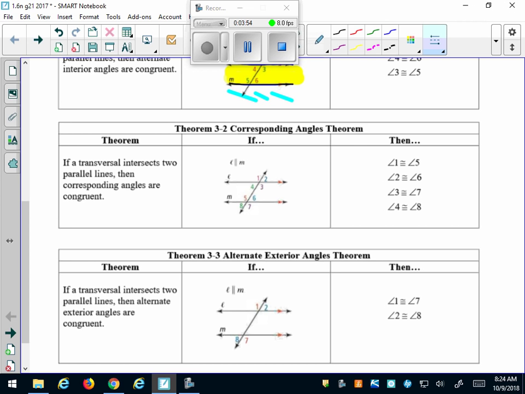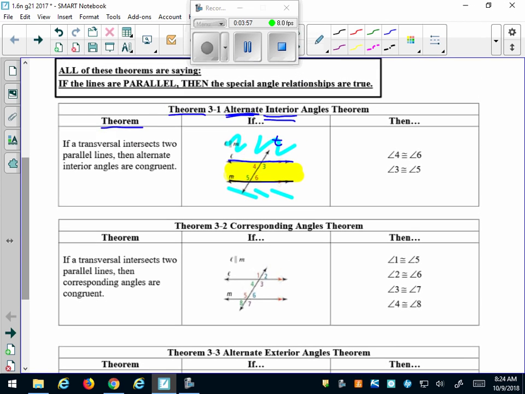Okay, so with this one, we've got alternate interior angles, alternating sides of the transversal. This time we want one on this side and one on this side. So these are alternating sides of the transversal. They're called alternate interior angles, and in this case, they're going to be congruent if the lines are parallel. We've got two pairs, 3 and 5 and 4 and 6, alternate interior angles.